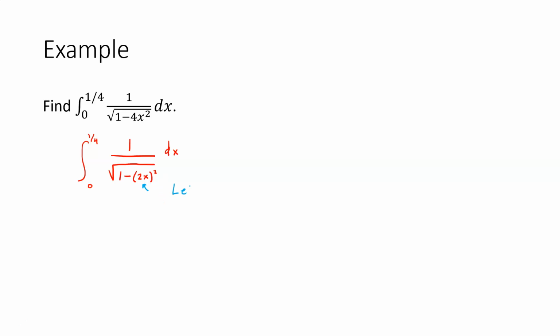So that's what we'll do here. We'll let u equal 2x, and then du will be 2 dx. So we'll get a 1/2 that comes out from the substitution. And we see what remains here is now in the form 1 over the square root of 1 minus u squared, which we know that's the integral that'll give us sine inverse of u.